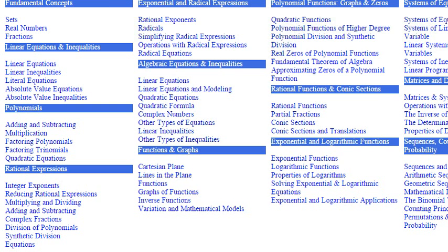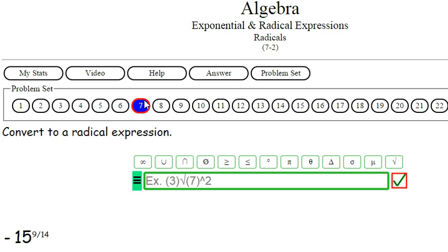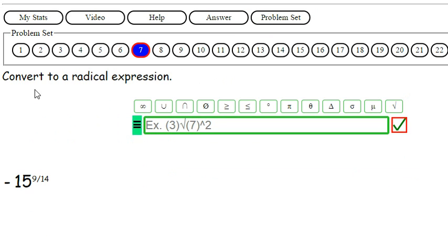Okay, we're over here at gotomath.com. Go to Algebra and then Radicals. Convert to radical expression like we did in the previous problem. This time we have a negative 15 raised to the 9 over 14.